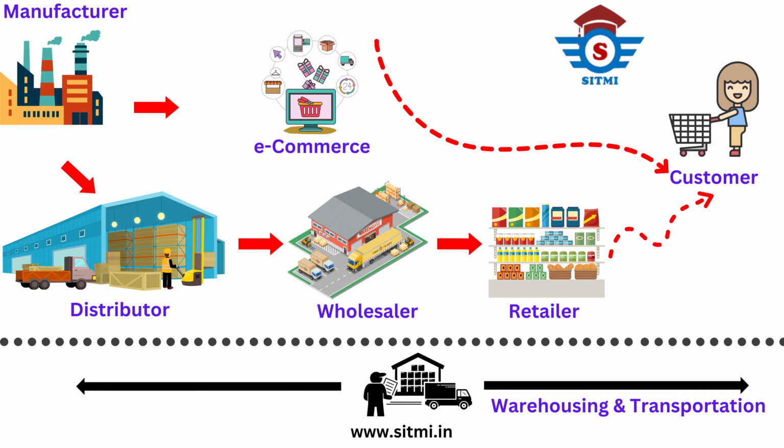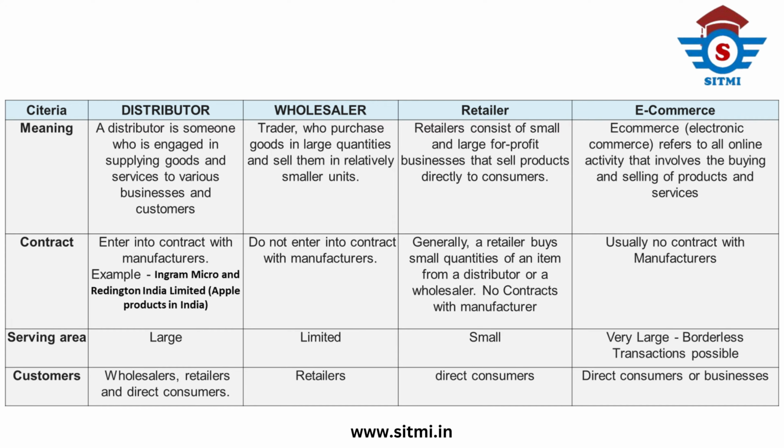Now we have seen that there are four distribution channels. Let's talk about each of them and also about the differences between them. The first is the distributor. What is the meaning of distributor? A distributor is someone, either an entity or company, which is engaged in supplying goods and services to various businesses and various customers. Now what is a wholesaler? A wholesaler is basically a trader or trading business who purchases goods in large quantities and sells them in relatively smaller units to the next customers.